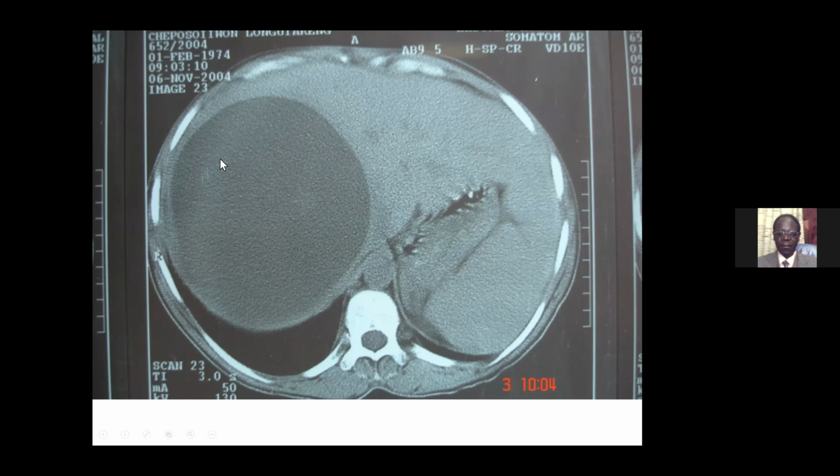The water lily, when it floats on the water, and you do a section through the water lily leaf, you will not end up with a straight line. You will end up with an up and down line. So that is a hallmark for hydatid disease. So this was a hydatid disease, and the patient was from the Turkana, West Pokot area.